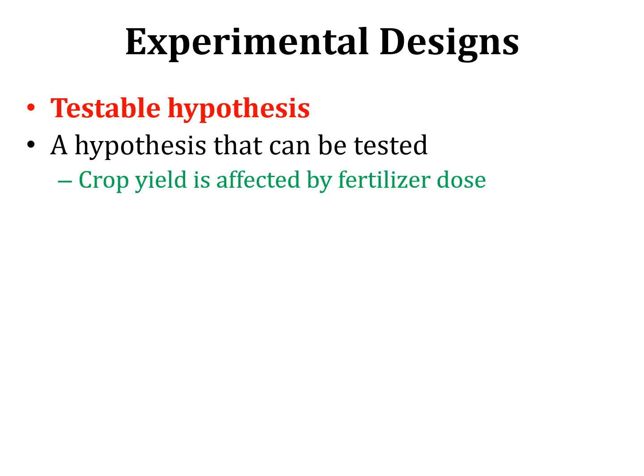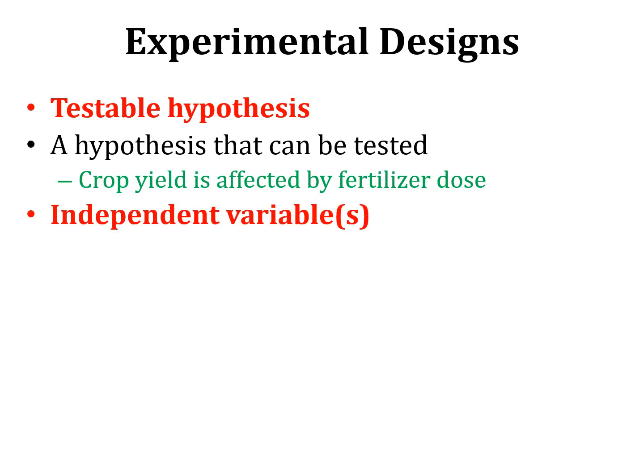For example, in the example that we are following about the effects of fertilizer dose on the crop yield, the hypothesis that can be formulated is that crop yield is affected by fertilizer dose. So this is the experimental hypothesis, and remember, this is not the statistical hypothesis, this is the experimental hypothesis that we have proposed. And this experimental hypothesis is a kind of hypothesis which can be tested. So this is a testable hypothesis. This hypothesis can be tested through an experiment.